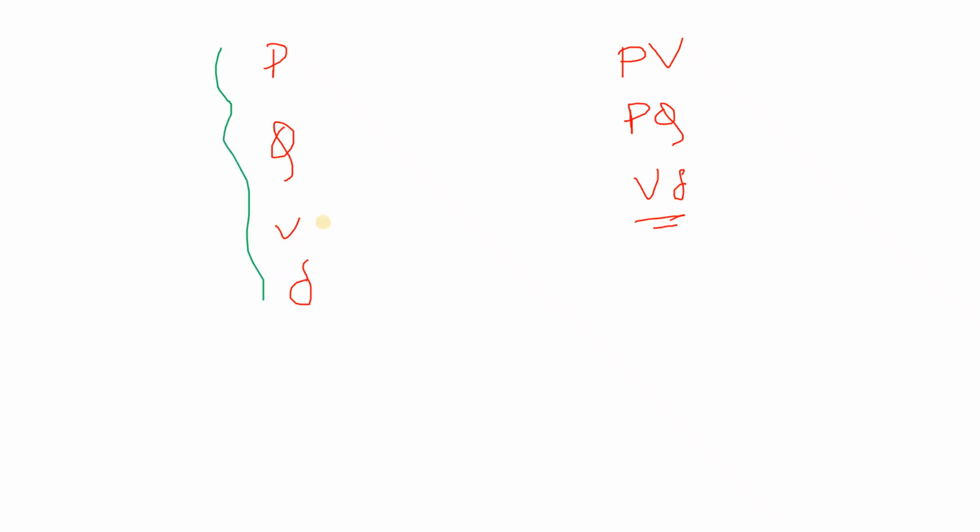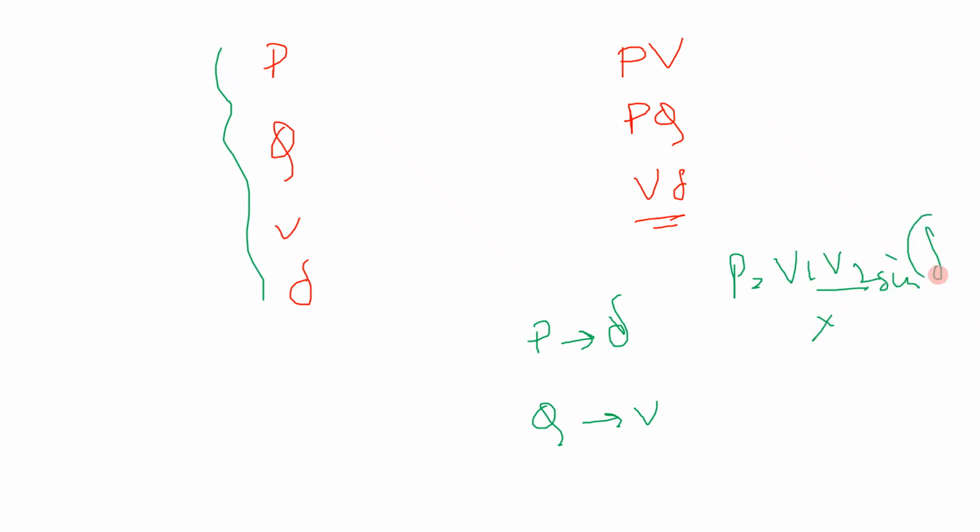But among these four parameters there are two pairs that are related to each other: P and delta are coupled, and Q and V are coupled. That means if the load angle increases, the power transmission increases generally. The load angle is very significantly impactful for the active power transfer.